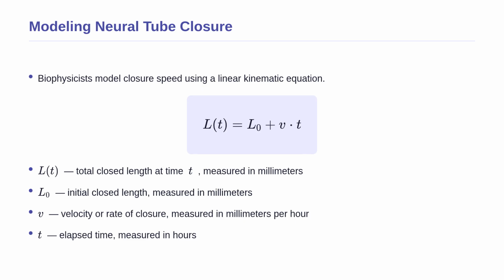represents the total length of the closed neural tube at any given time, measured in millimeters. L0 stands for the initial closed length. The variable v represents the velocity or rate of closure, telling us how fast the folds are fusing in millimeters per hour. Finally, t is the elapsed time in hours. If velocity increases, the tube closes faster. If it decreases, the closed length will be dangerously short.